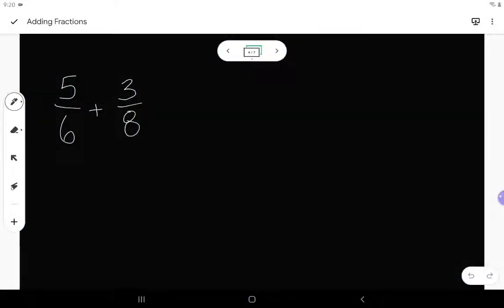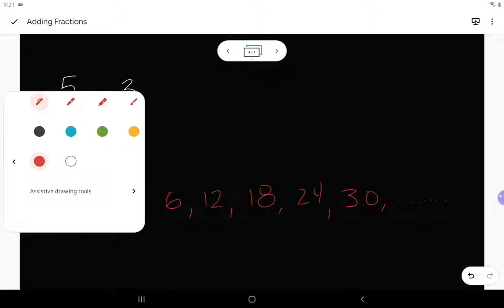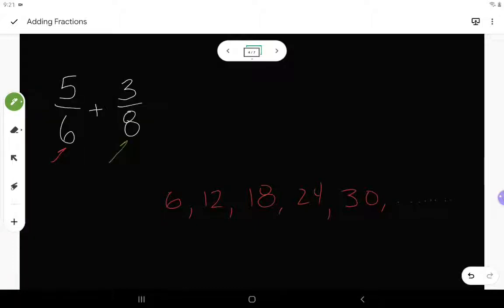Okay, what about 5 over 6 plus 3/8? So again, let's look for our common denominator. If you want to pause it and check for your own, go ahead. So we've got 6, 12, 18, 24, 30, and we could keep going. We'll see if we need to. Let's look at our 8. So 8, we've got 8, 16, 24, and at that point I want to stop because I see 24 is the same for both of them. So 24 is my common denominator.